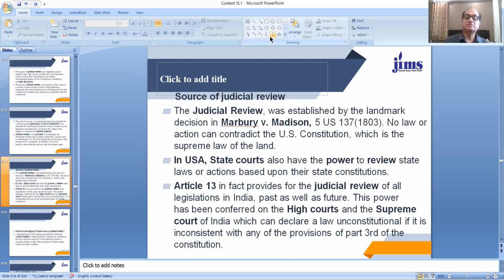If we talk about the Indian position, then we have Article 13. Please open up your bare acts. We have studied Article 13 in earlier lectures also.